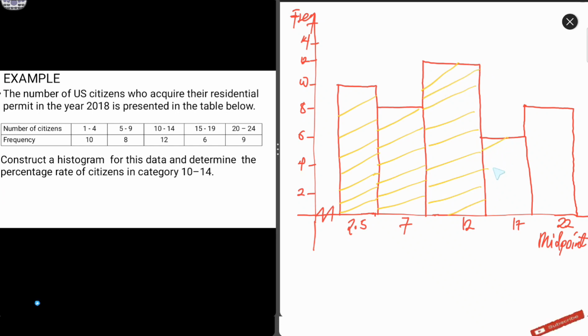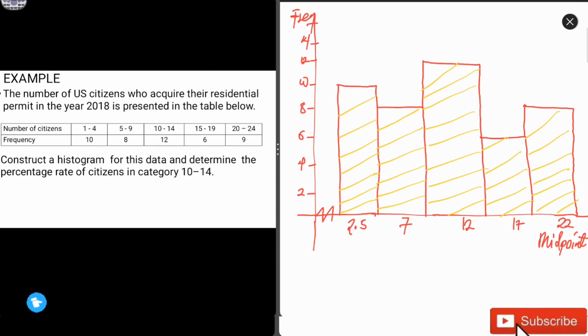Then you also shade all. So basically this is what we call a histogram. This is a sketch form of a histogram. Once you're able to sketch or construct a histogram using a graph, or in the form of a sketch, it is always advisable to use a graph. But here I'm just using a sketch for you to appreciate the principle I'm trying to put across. So that is a histogram in this case.